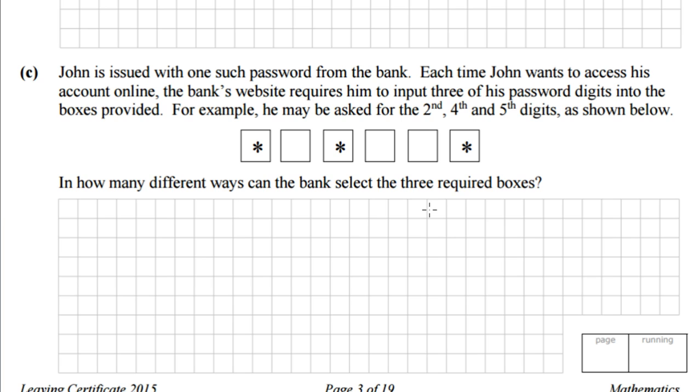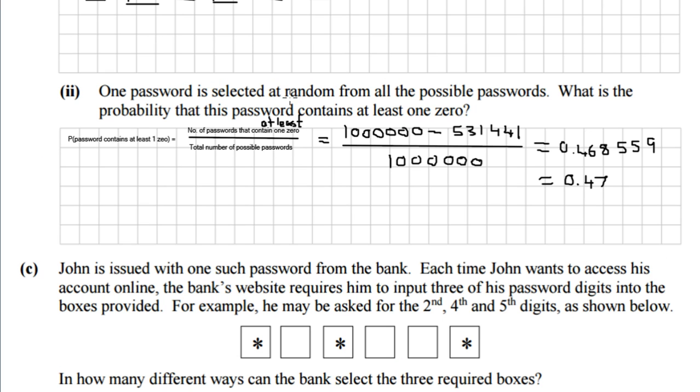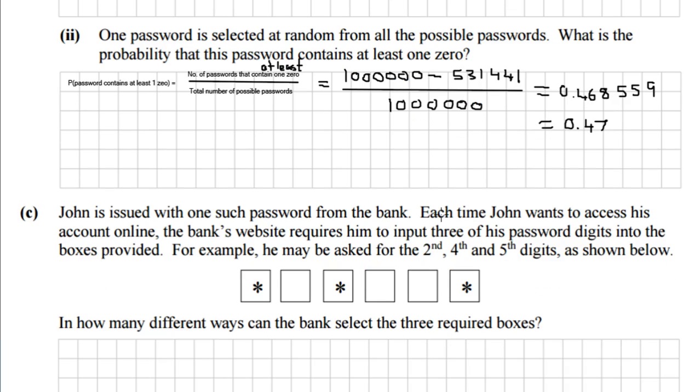Then finally here it says, John is issued with one such password from the bank. And when it says one such password, it's talking about those that contain at least one 0. So each time John wants to access his account online, the bank's website requires him to input 3 of his password digits into the boxes provided. For example, he may be asked for the 2nd, 4th, and 5th digits as shown. In how many different ways can the bank select the 3 required boxes?